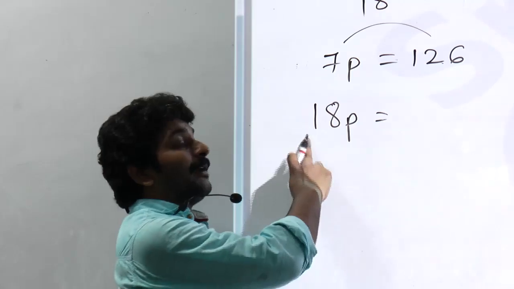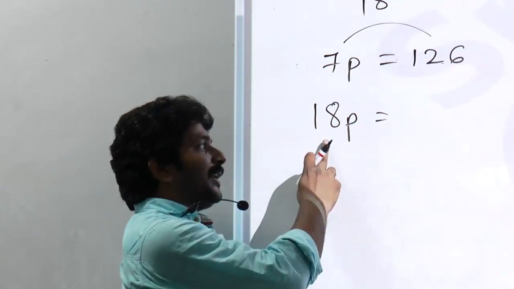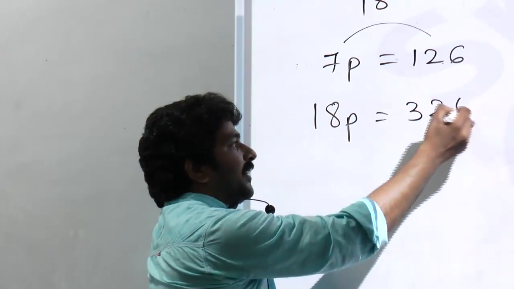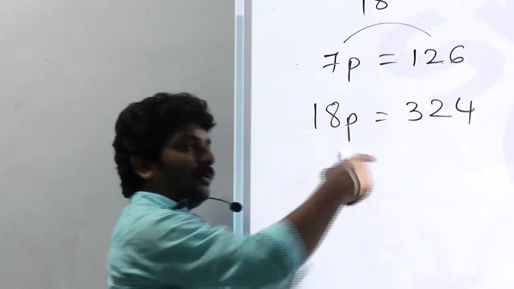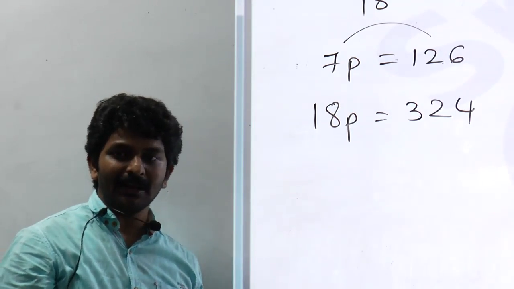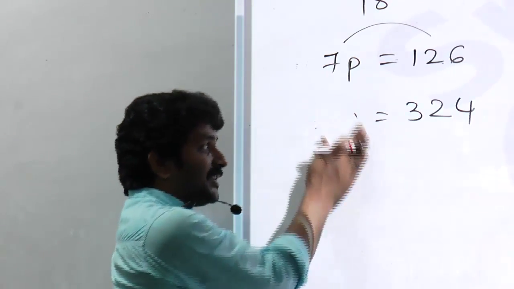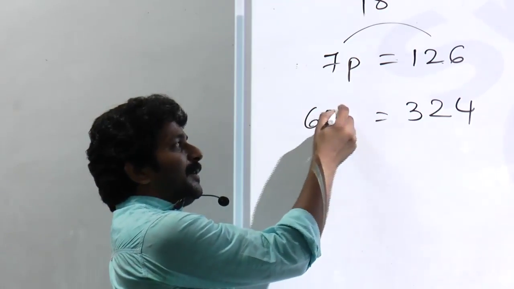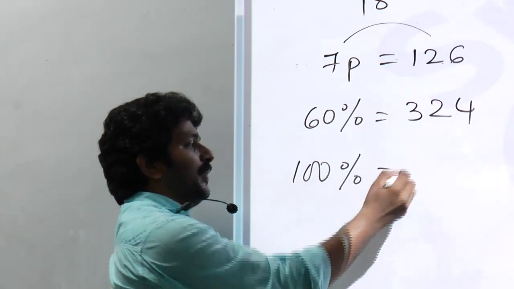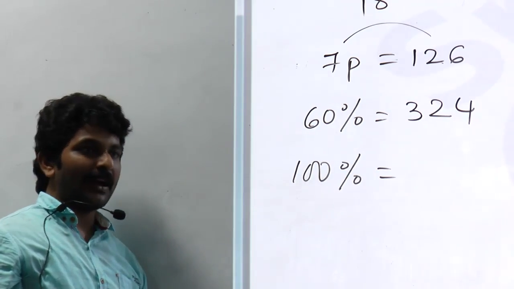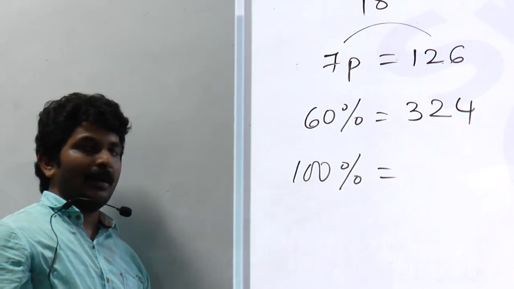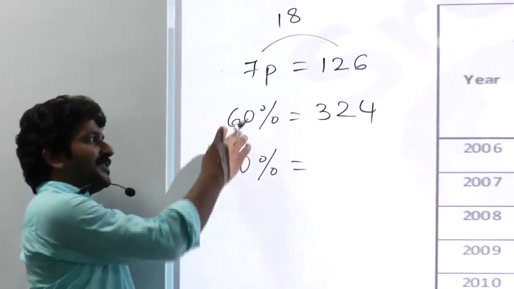Now to calculate both male and female together, you need to calculate 18 squared. How much is 18 squared? 324. So what is 324? Total qualified candidates. In terms of percentage, how much is that? So let me replace it with 60%. And now you are asked about appeared candidates, which is 100%. Right?